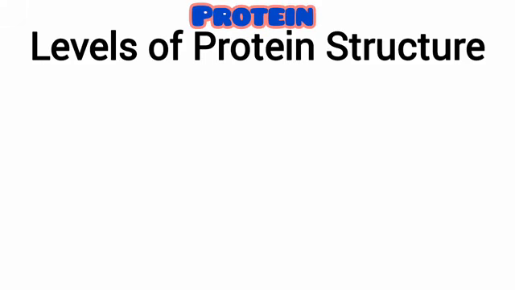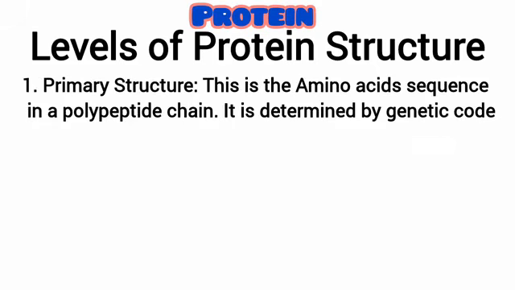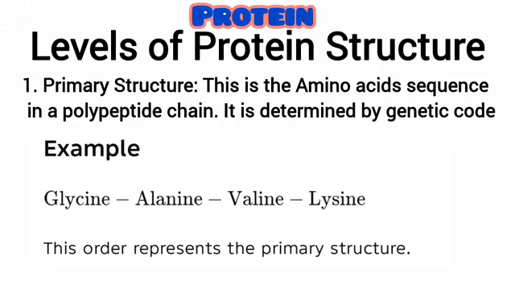Let's talk about the level of protein structure. Protein structure is organized into four hierarchical levels, namely the primary structure, the secondary structure, tertiary, and quaternary structure. The primary structure is the amino acid sequence in a polypeptide chain, which is actually determined by the genetic code. In the example below, you can see the sequence, the glycine, alanine, valine, and lysine. Now, this sequence represents the primary structure.